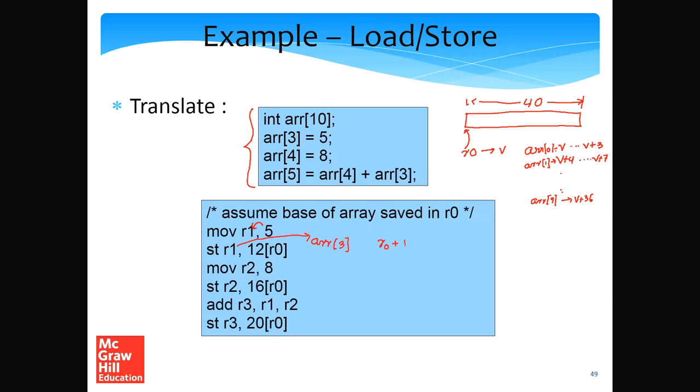plus 12. The reason being, let's go back to this discussion over here. The starting address of array 0 is the contents of R0. The starting address of array 1 is the contents of R0 plus 4. Similarly, the starting address of array n is R0 plus 4 times n. So in this case it is R0 plus 12. So we write it as 12(R0).